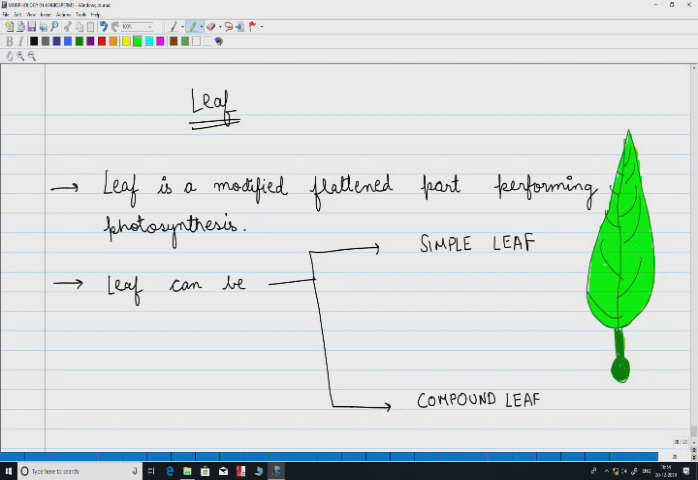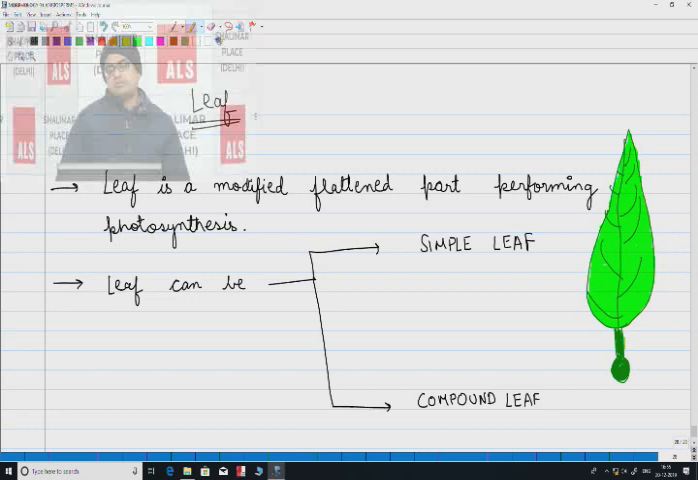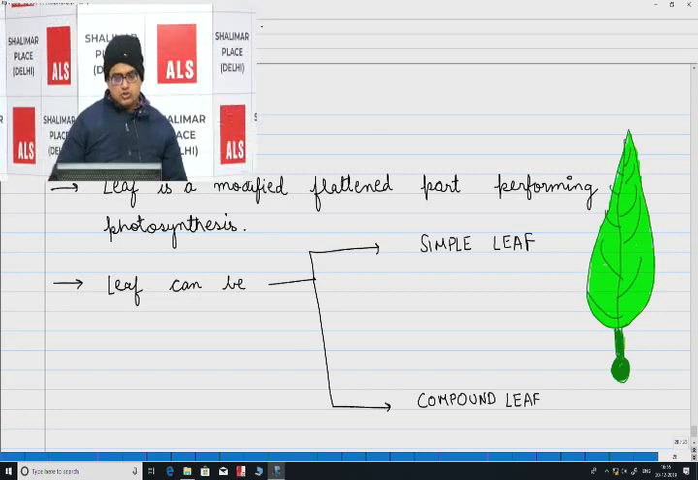So here, the lamina that you see is simple and undivided. The margin of the leaf is not getting dissected. It is not touching the midrib. When the margin does not touch the midrib, it is called a simple leaf.